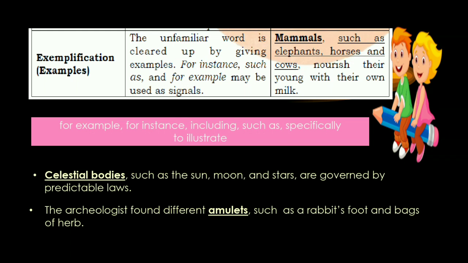So amulets here is the unfamiliar word. It is being cleared up by the given examples, which are a rabbit's foot and bugs of herb. So providing examples of a known word can give readers a clue to meaning. So that is what we call exemplification.